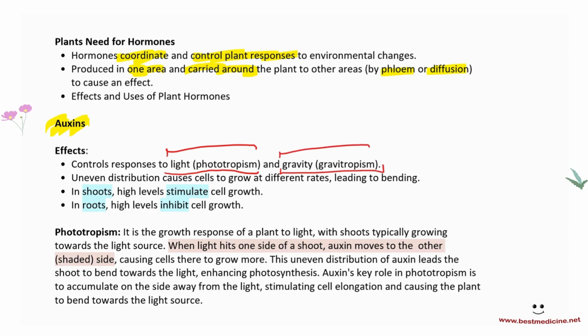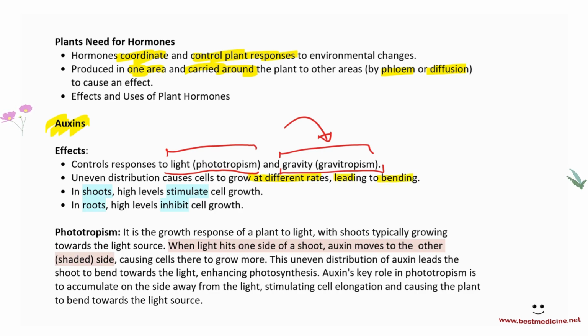That is called gravitropism. Remember, you want the root to go towards the ground, towards gravity. And you want the shoot of a plant to go away from gravity, right? And that is gravitropism. The way this works is that you would have uneven distribution of auxins that will cause the cells to grow at different rates, leading to bending, right? You want to bend towards the gravity or towards the light and so on.